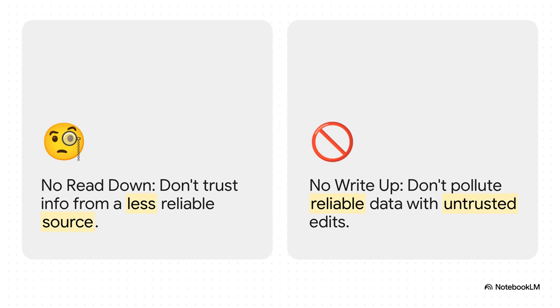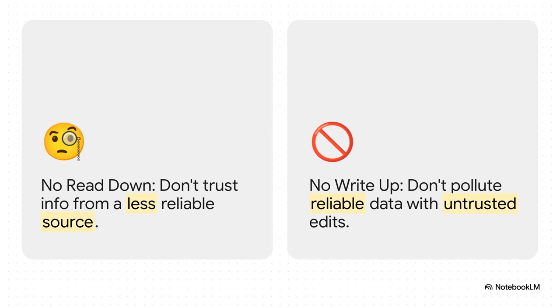The easiest way to think about it, it's basically the exact opposite of Bell-LaPadula. So instead of no read up, Biba has no read down. That means you shouldn't trust information from a less reliable source. A highly trusted report shouldn't be pulling data from some random, untrusted file. And then there's no write up. This is to stop you from polluting more reliable data with less trusted edits.